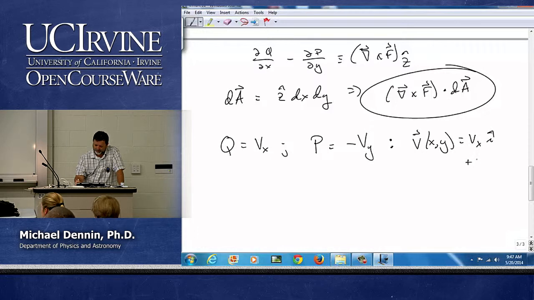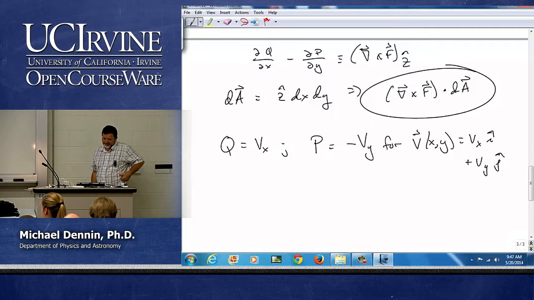Wait, is that a semicolon or is that a colon? That's just a colon. How about there? After the v, that's not a g. Oh, yeah, that's a semicolon. Okay. Yeah. Those are my two things.